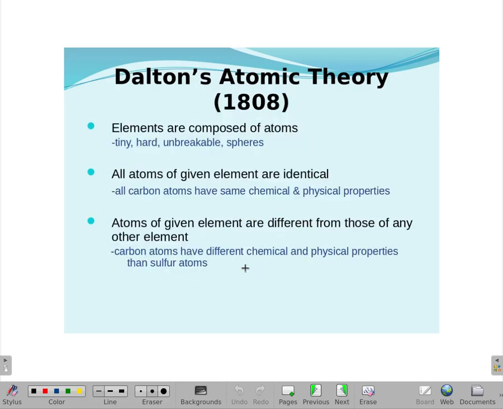So the first one, elements are composed of atoms. And he said these are tiny, hard, unbreakable spheres. All atoms of a given element are identical. And so all carbon atoms are exactly the same and have the exact same chemical and physical properties. Atoms of a given element are different from those of any other element. And again, we're talking about carbon. We'd say carbon atoms have different chemical and physical properties than any other atom.